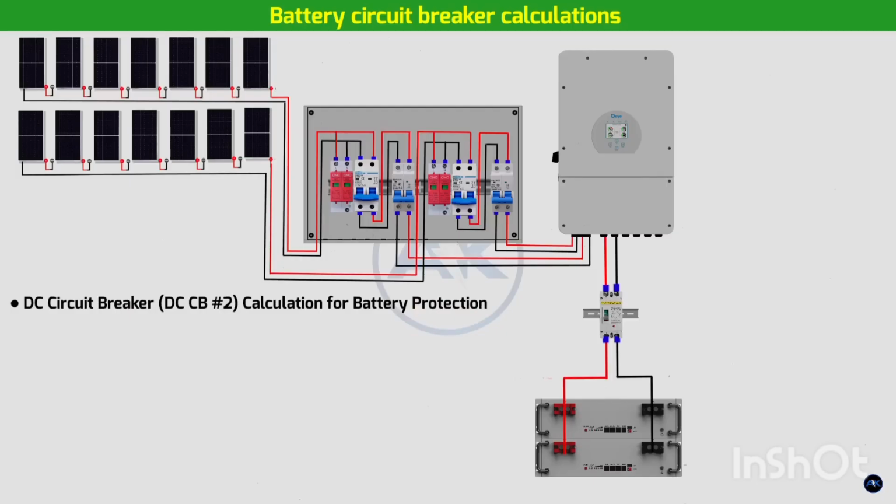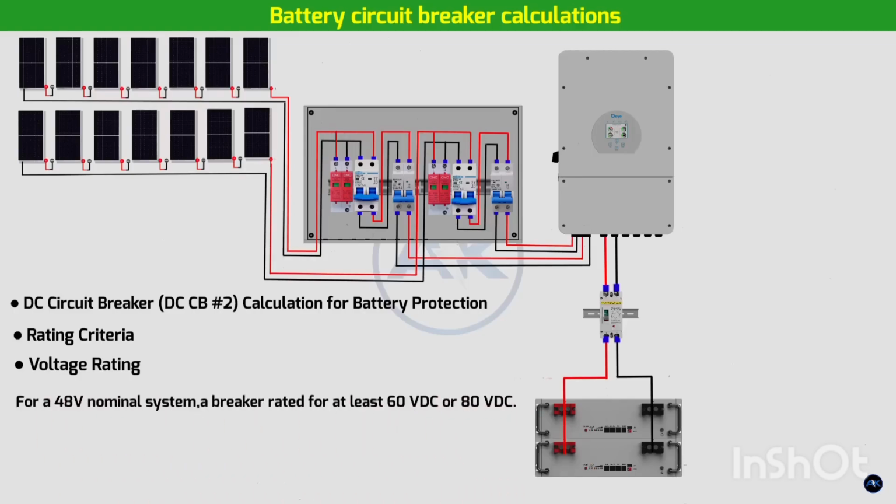DC circuit breaker, DCCB number 2, calculation for battery protection. The DCCB number 2 protects the battery bank and the inverter's battery terminals from overcurrents due to faults, short circuits, and severe overloads. Rating criteria. Voltage rating must be greater than or equal to the maximum battery bank voltage, float voltage for lead acid, or fully charged voltage for lithium-ion, which can be slightly higher than nominal. For a 48 volt nominal system, this usually means a breaker rated for at least 60 volts DC or 80 volts DC.